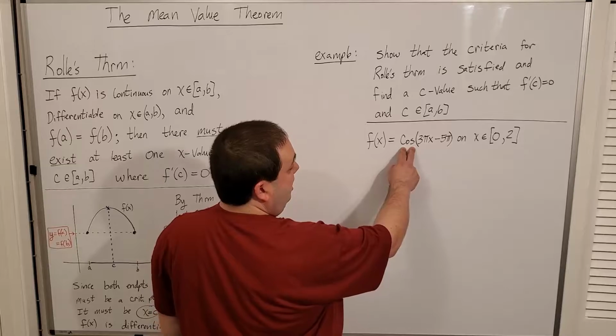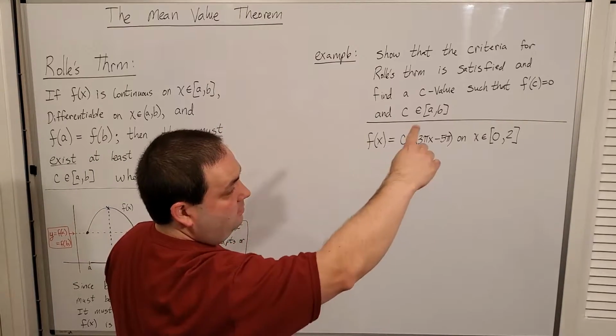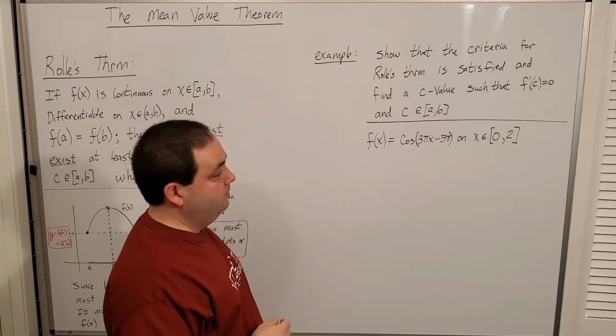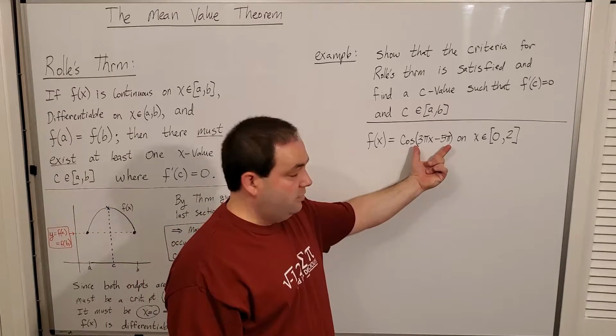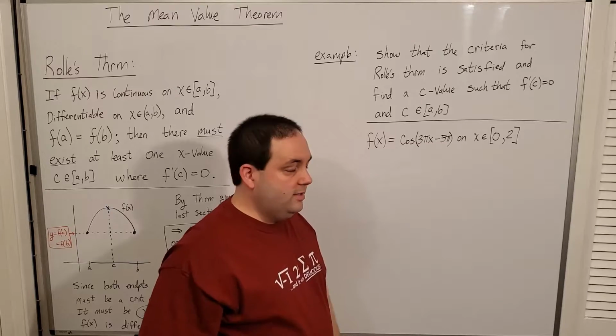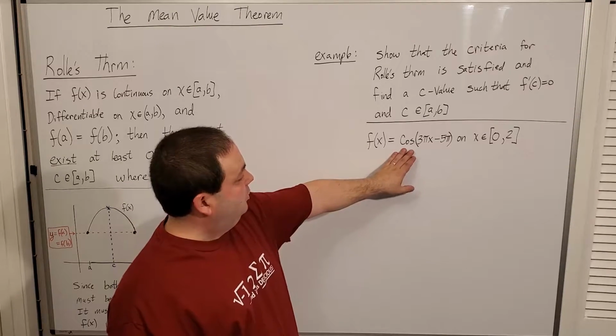Well, remember, cosine is continuous everywhere, right? It has the sinusoidal shape to it. And I didn't do anything funky on the inside here. There's no divisions by 0, no square roots, no craziness in there. So this is continuous everywhere.